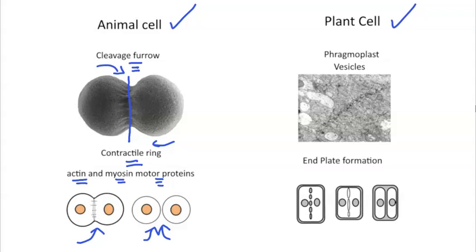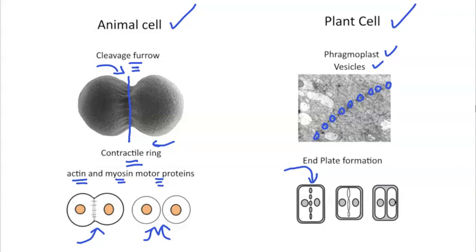Contrast that with the cell division of a plant cell, which is necessarily different because of the presence of the cell wall. And we have this so-called phragmoplast vesicle structure, where vesicles begin to form across the equator. Rather than the actin-myosin cleavage furrow, we have these vesicles that form across the equator. So diagrammatically, I'm showing that here.